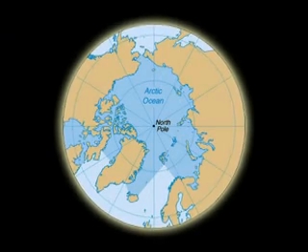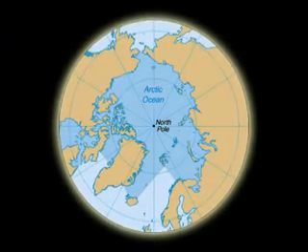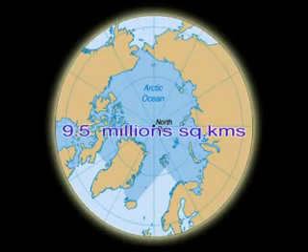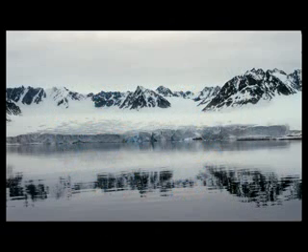The Arctic Ocean is the smallest ocean in the world. It covers about 9.5 million square kilometers. It is less than a tenth of the area of the largest ocean, like the Pacific. It lies north of Asia, Europe and North America. Some geographers consider it a part of the Atlantic Ocean rather than a separate body of water.